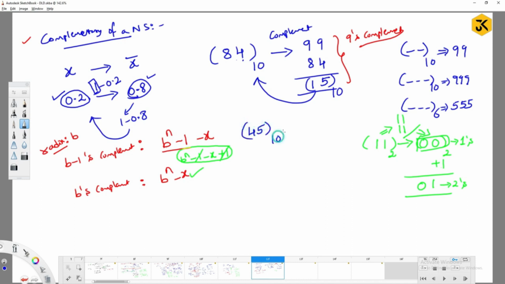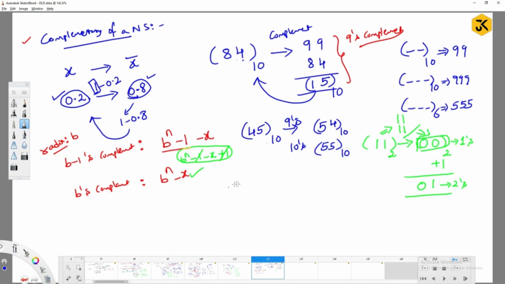45 base 10. If I have a number with base b, how many kinds of complements will you get? 2. One possibility is the 9's complement, and another one is the 10's complement. Which one is the better one, I will explain in the later part. So what is the 9's complement of 45? Simply subtract from 99. 54. So just try to go with the procedure first. Next, what is the 10's complement of 45? 9's complement plus 1. So 55 base 10.